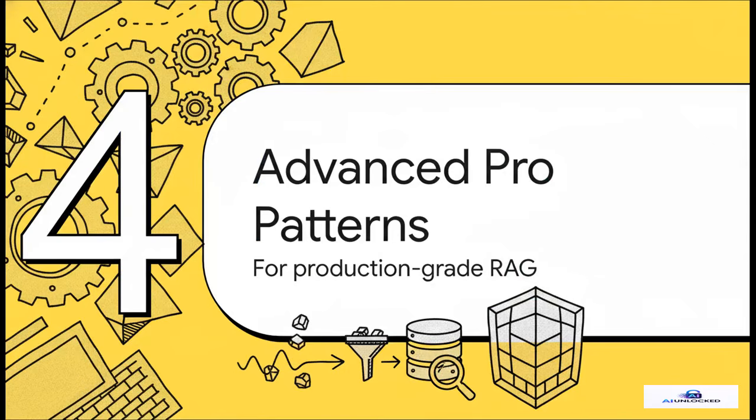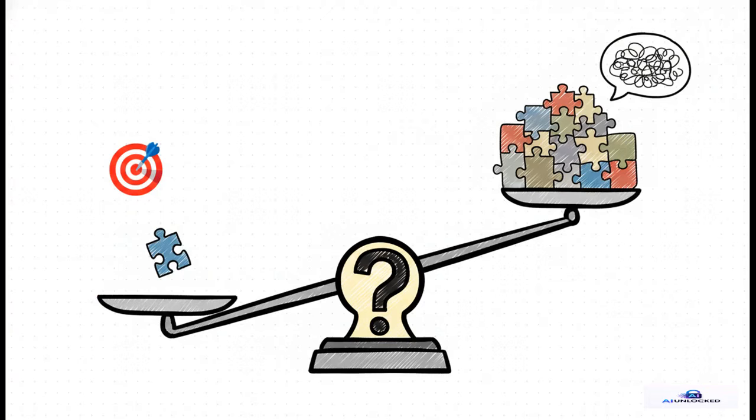Okay, so now that we've got the core strategies down, let's talk about a couple of pro-level patterns. These are the techniques used to build those top-tier production-grade systems that really work. So this brings us back to that core challenge we talked about. Small chunks are fantastic for finding an exact match to a user's question, but they often don't have enough context for the LLM to give a really good answer. Large chunks have all that juicy context, but they're noisy and less precise for searching.